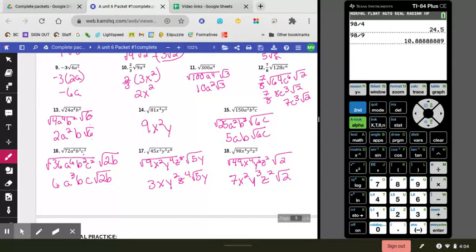98 can be broken into 49 and 2. The exponents are all even, so the square root of 49 is 7. X squared, y cubed, z squared, square root of 2. If you have any questions, please bring these to class.